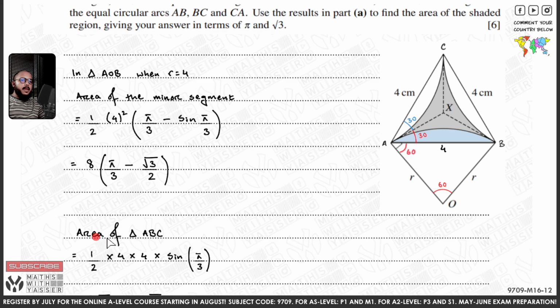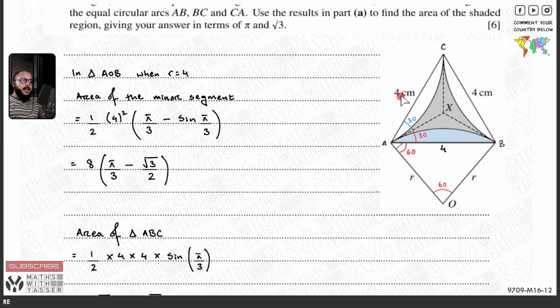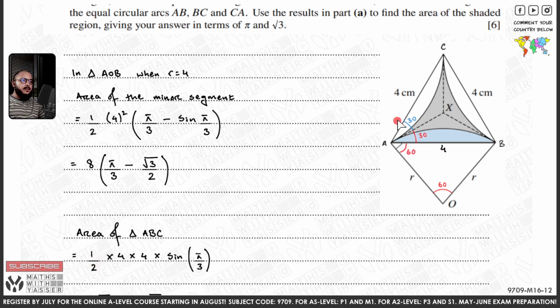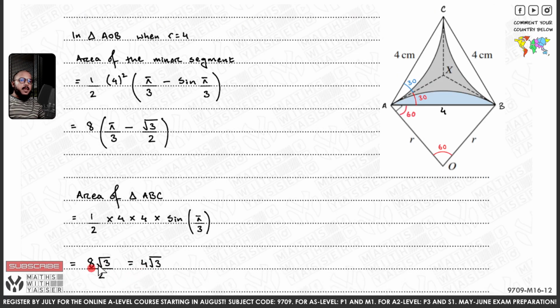Now, area of triangle ABC. We can use the formula half ab sine theta. So it will be half times a times b times sine 60 degrees, the angle between the two sides. So half times 4 times 4 times sine pi by 3 is 8 root 3 by 2, which is 4 root 3.